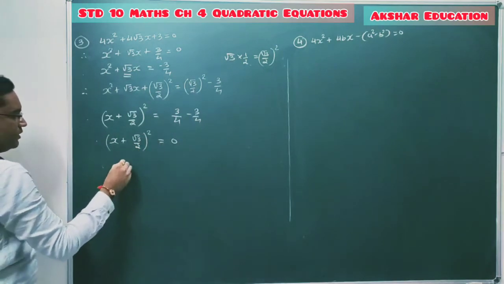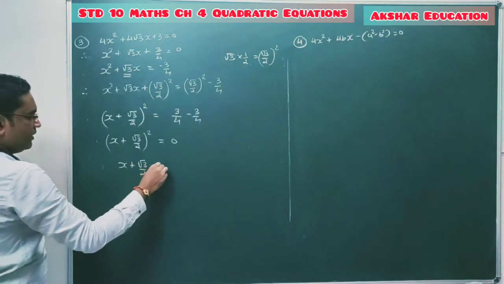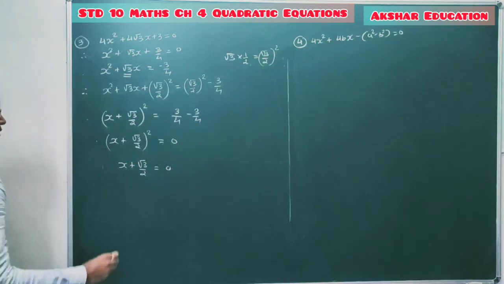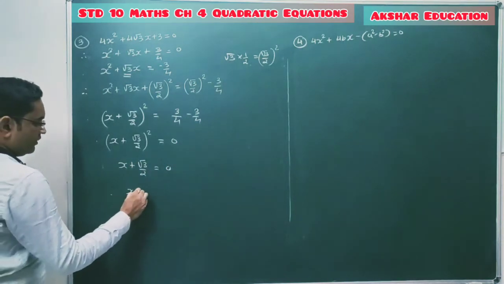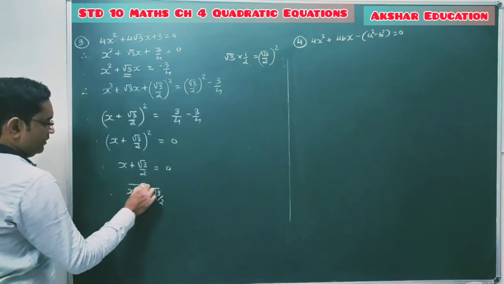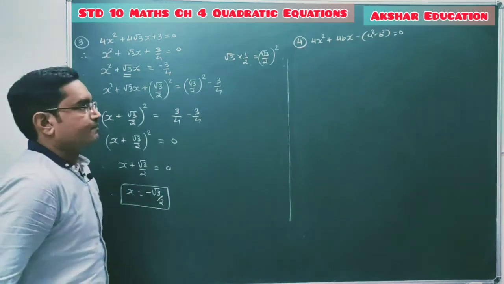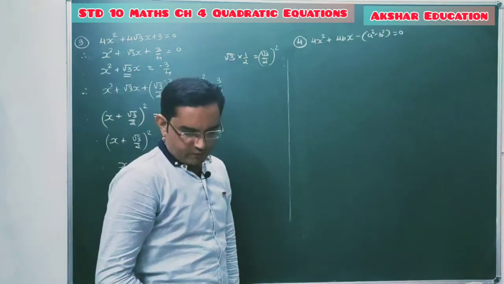So what is the square root of this? Square root of x plus root 3 by 2 equal to 0. So we are getting one solution, x equal to minus root 3 by 2. This is the only one solution of this quadratic equation. Clear, students? Now next one.